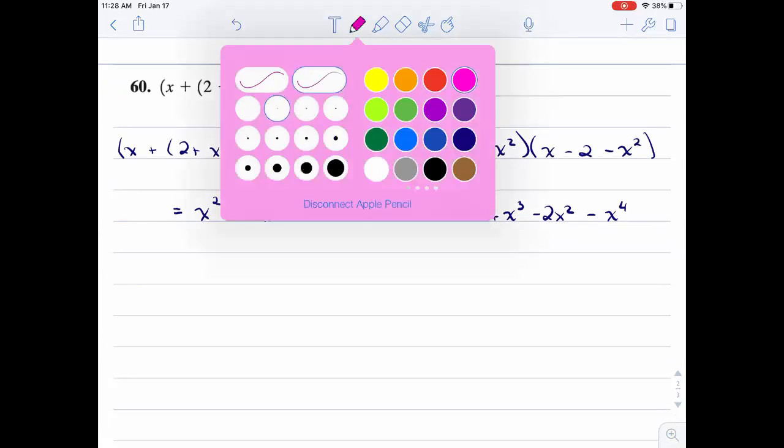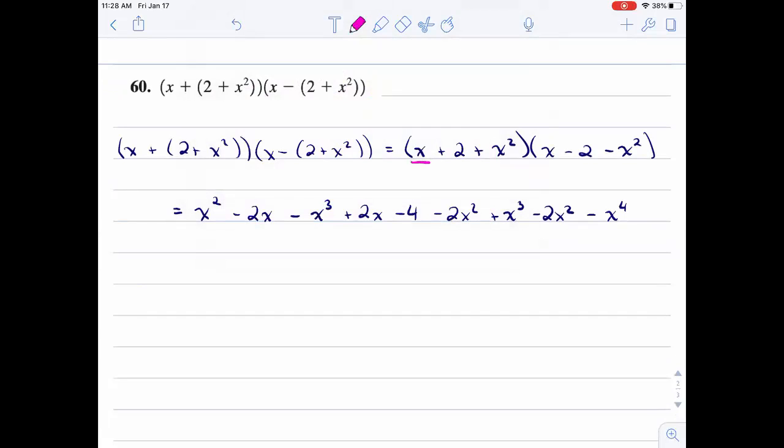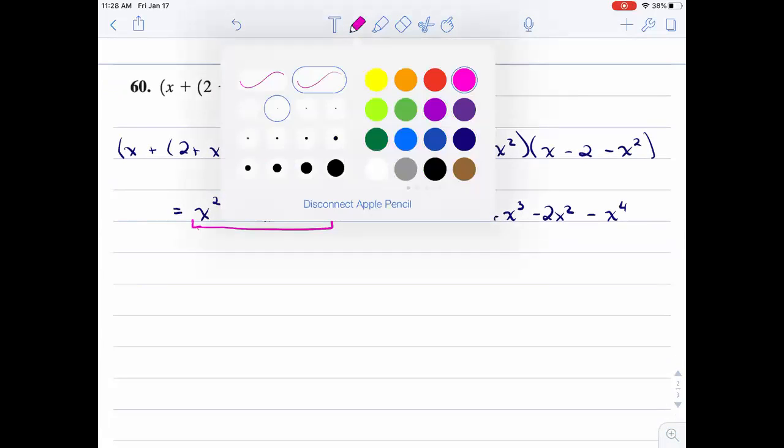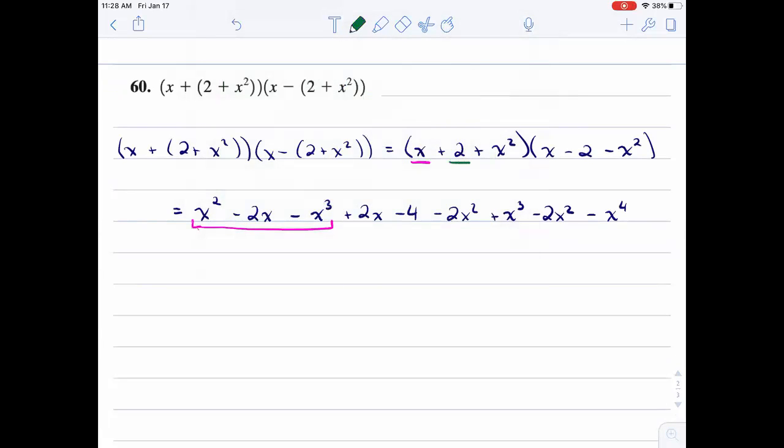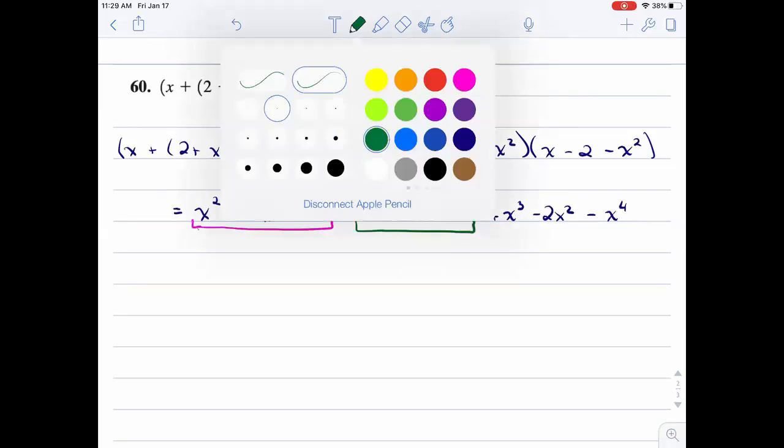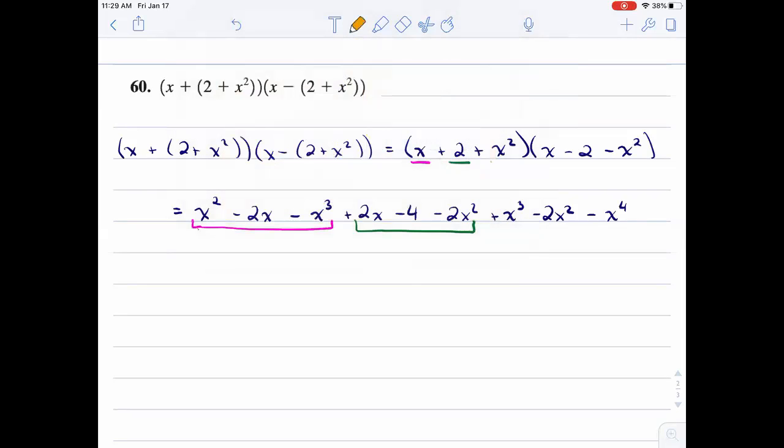And I'll show where these things came from. So this x made these guys, right? The first 3. This 2 gave us the next 3. And then this x squared gave us the last 3. Right.